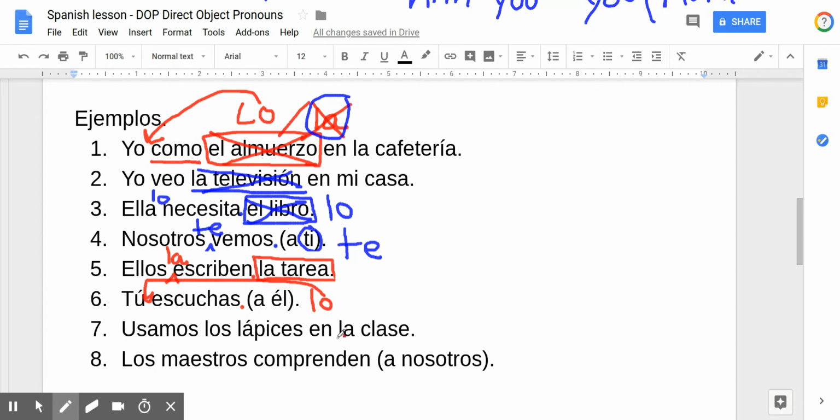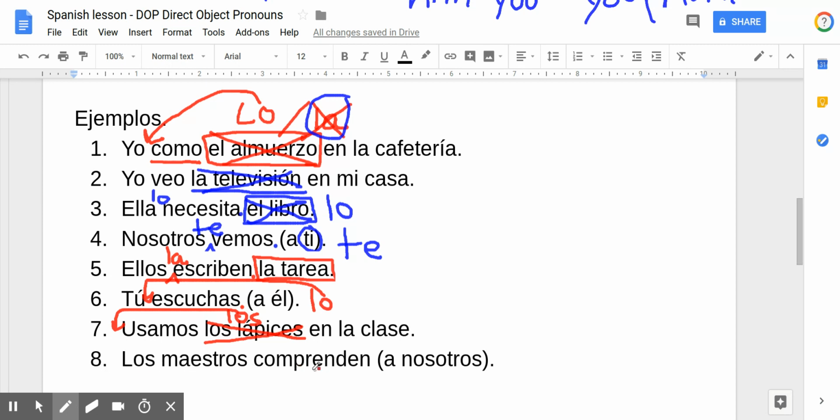Number 7 is usamos los lápices en la clase. So we use the pencils in the class. What's being used? The pencils. So I'm going to eliminate that from my sentence. And the pencils become the word them, which is going to be los. And the word los is going to go in front of the conjugated verb, which is usamos. So I have los usamos en la clase.